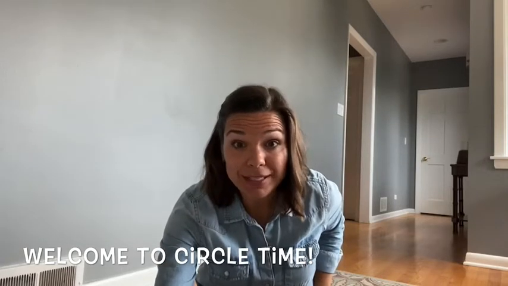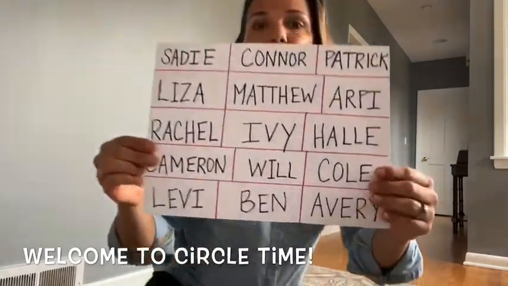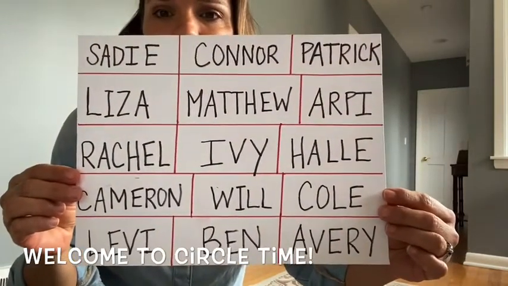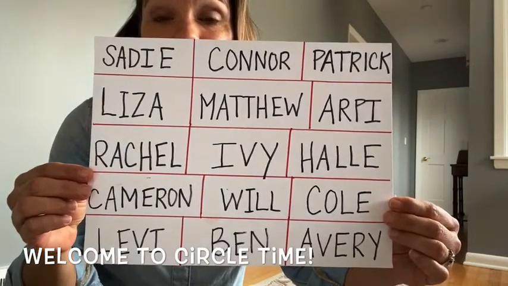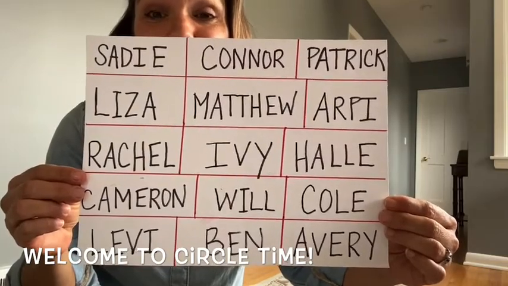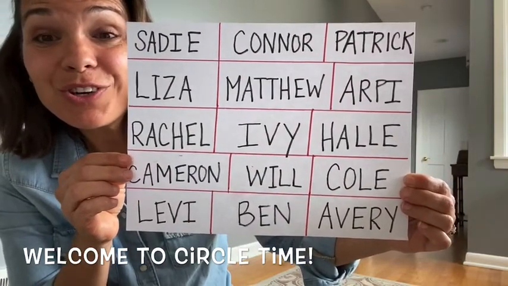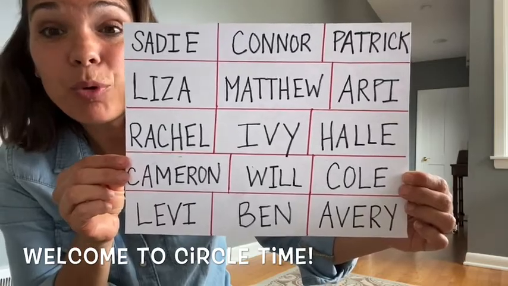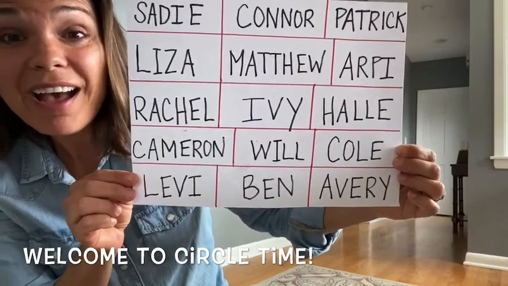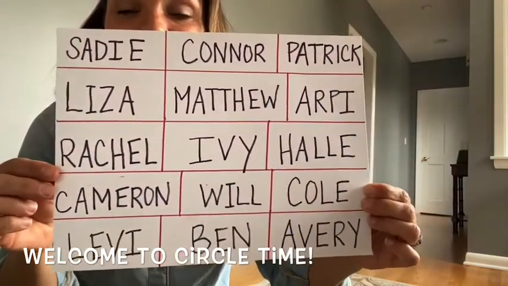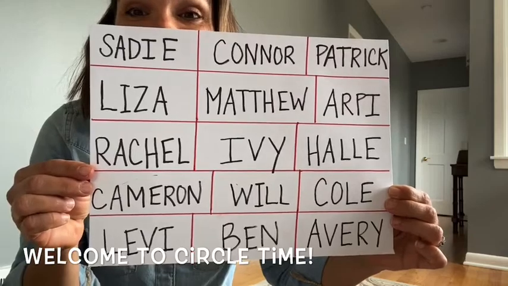I have your names. Are you ready to touch them to make sure that I know that you're here? All right, I'm gonna put the names up. I wanna make sure you can see them. Find your name, Sadie. Find your name, Connor. Did you find your name, Patrick? What about you, Liza? Matthew, do you see your name? Arpy, I see your name. Rachel and Ivy and Hallie, have you pointed to them yet? Cameron, Will and Cole, Levi, Ben, and Avery. Can you all point to your names? I'll give you a moment. Once you do that, that tells me you're here and we can get started.